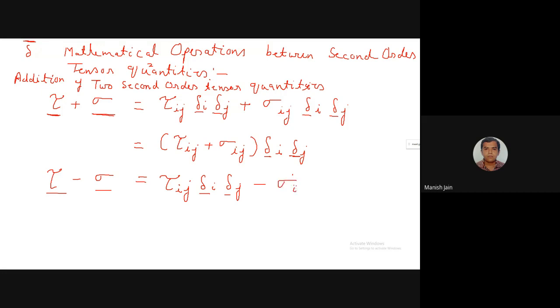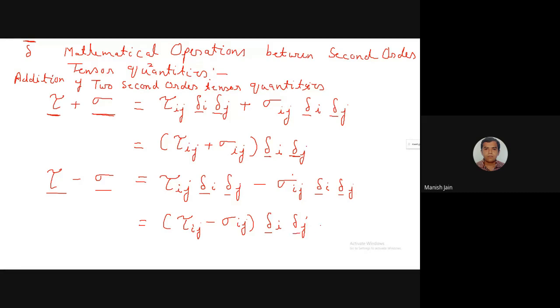Sigma ij, del i del j. Now, when you subtract this, you will get tau ij minus sigma ij. The magnitudes will be subtracted together and multiplied by del i del j. Okay.